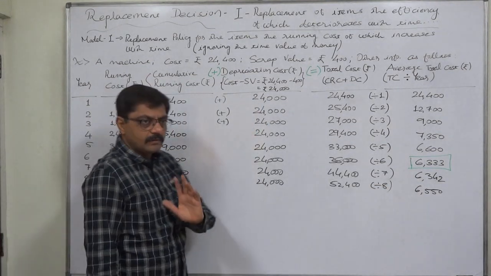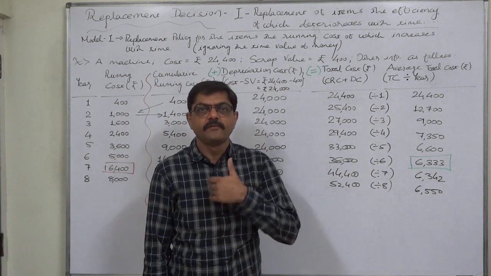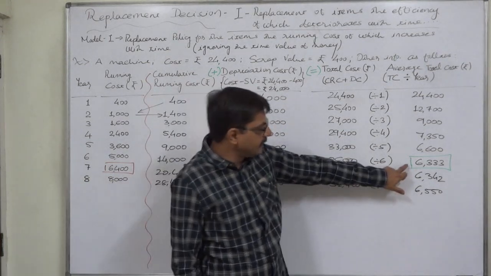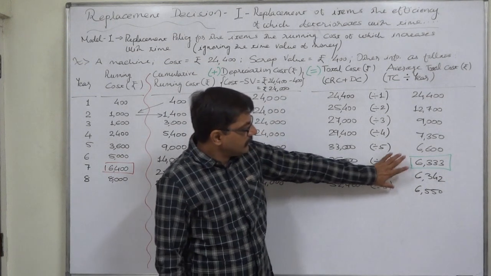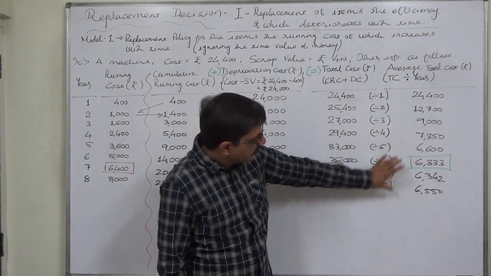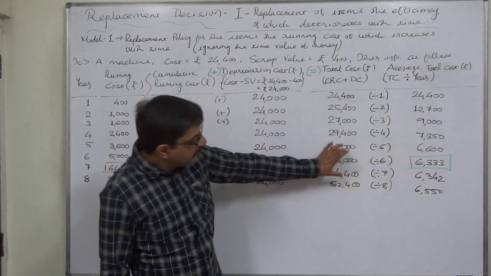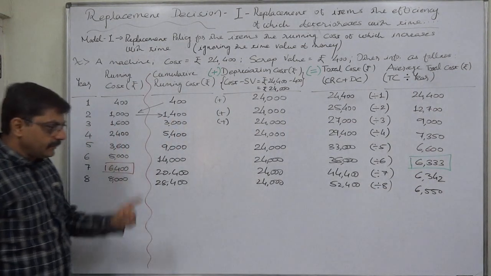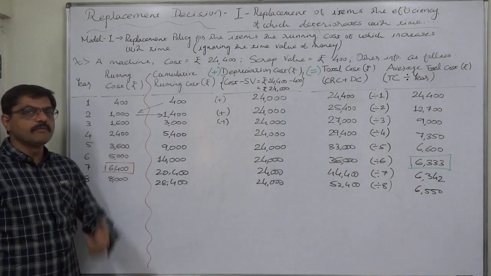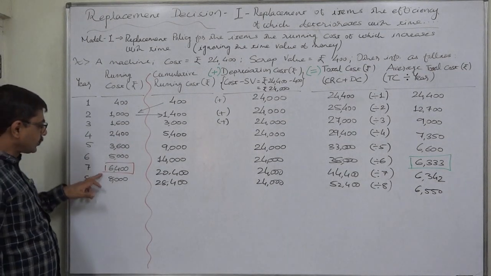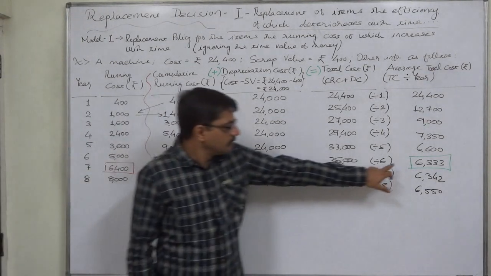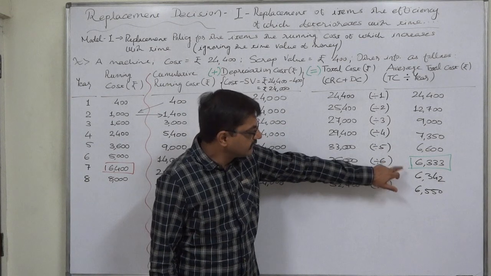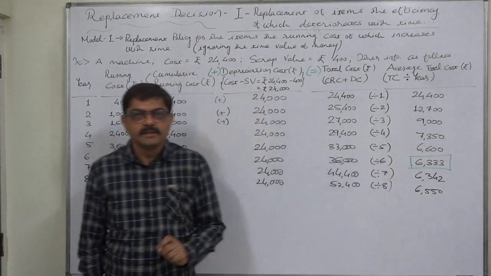But on the basis of my experience of solving and checking many questions in the examination papers, you first remember that in the year or at the end of the year where the average total cost is the lowest, go for replacement. That means even if in the imaginary questions asked in the examination, this cost is less than or equal to this average total cost, you can select this year for the purpose of replacement of the asset.